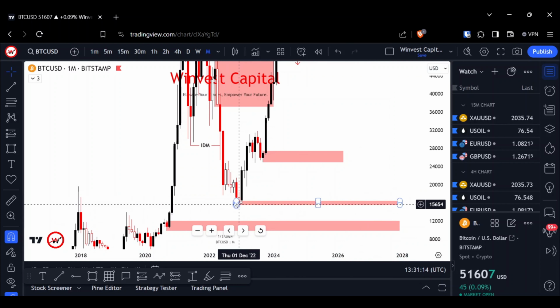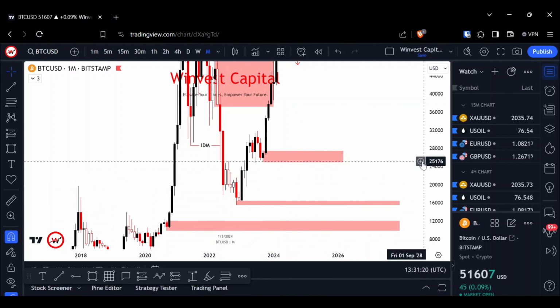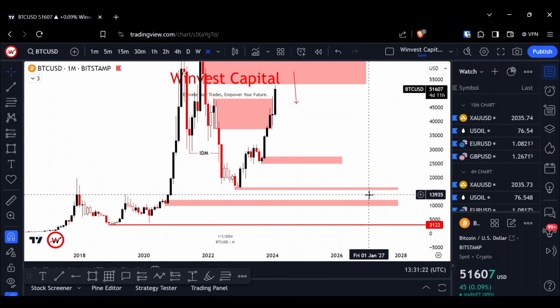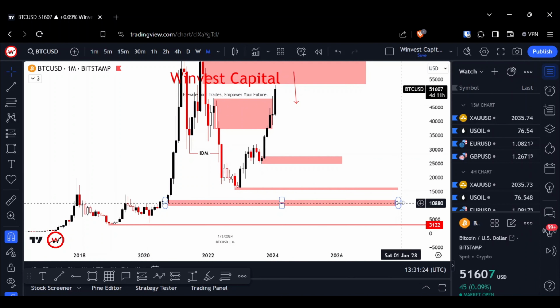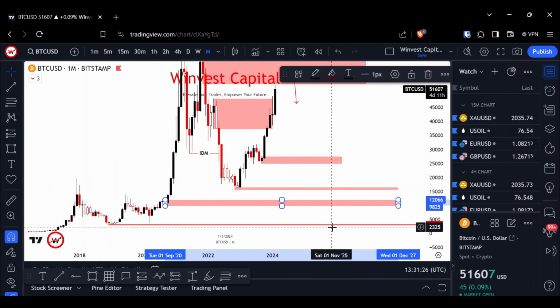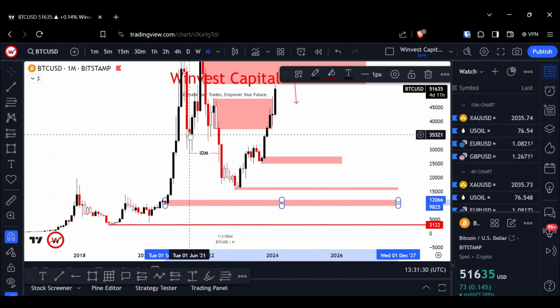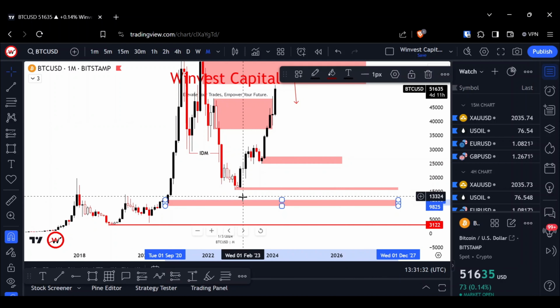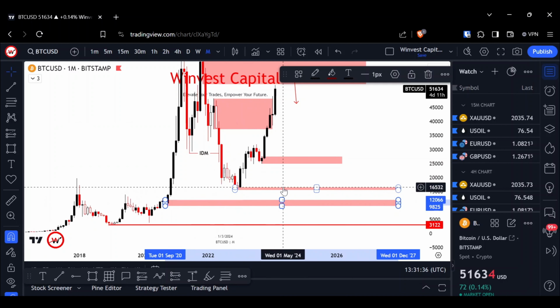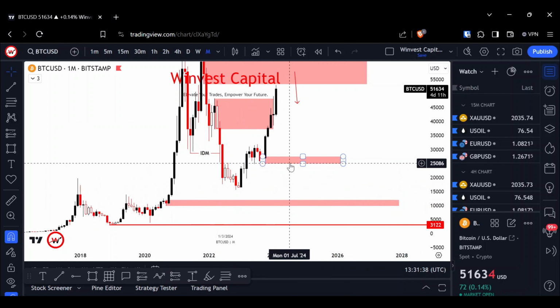because it uses a bit of the last wick here that isn't mitigated. But I think it's very likely that we could hit this order block right here. This is the first order block from the structure, which we haven't tapped yet. So I'll delete these two.